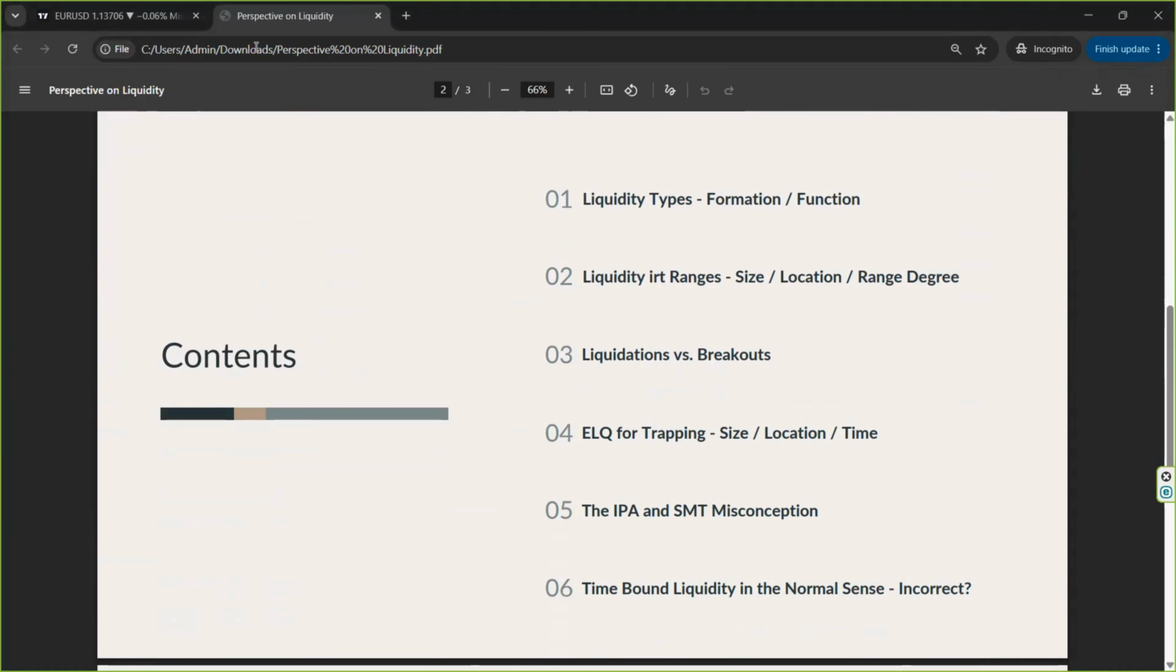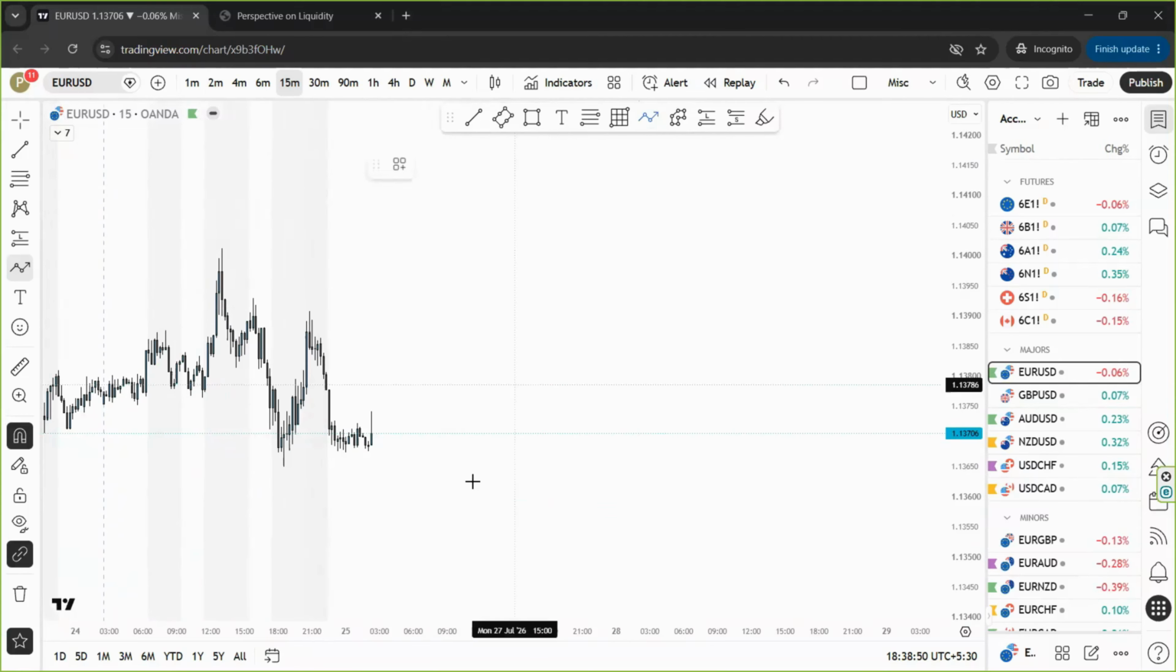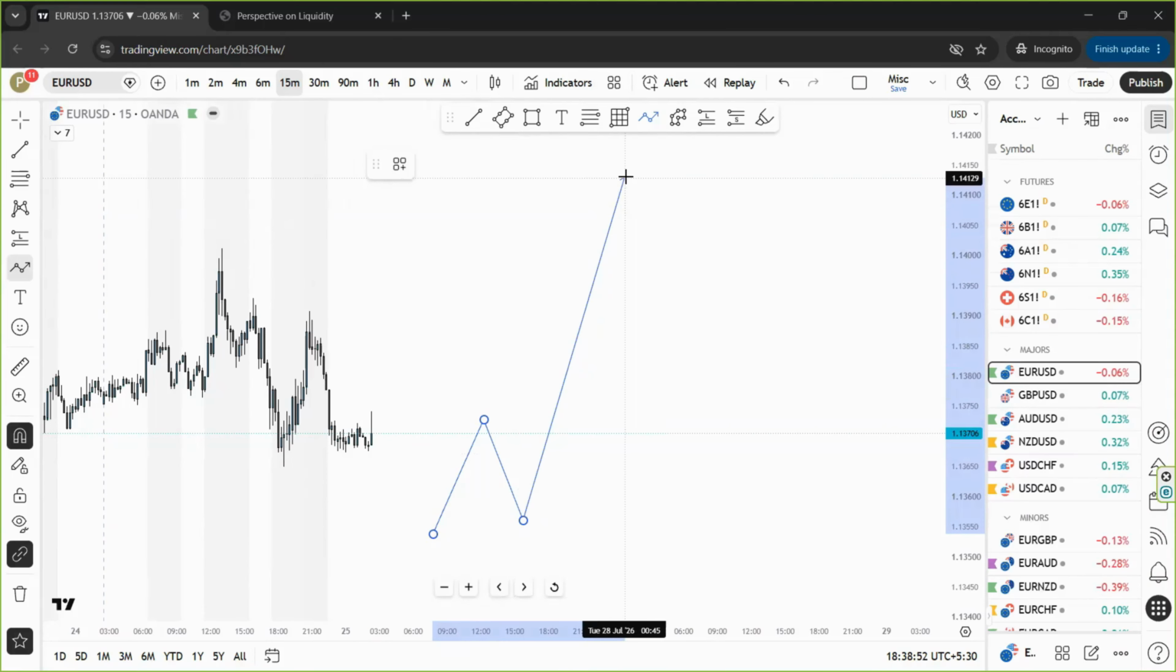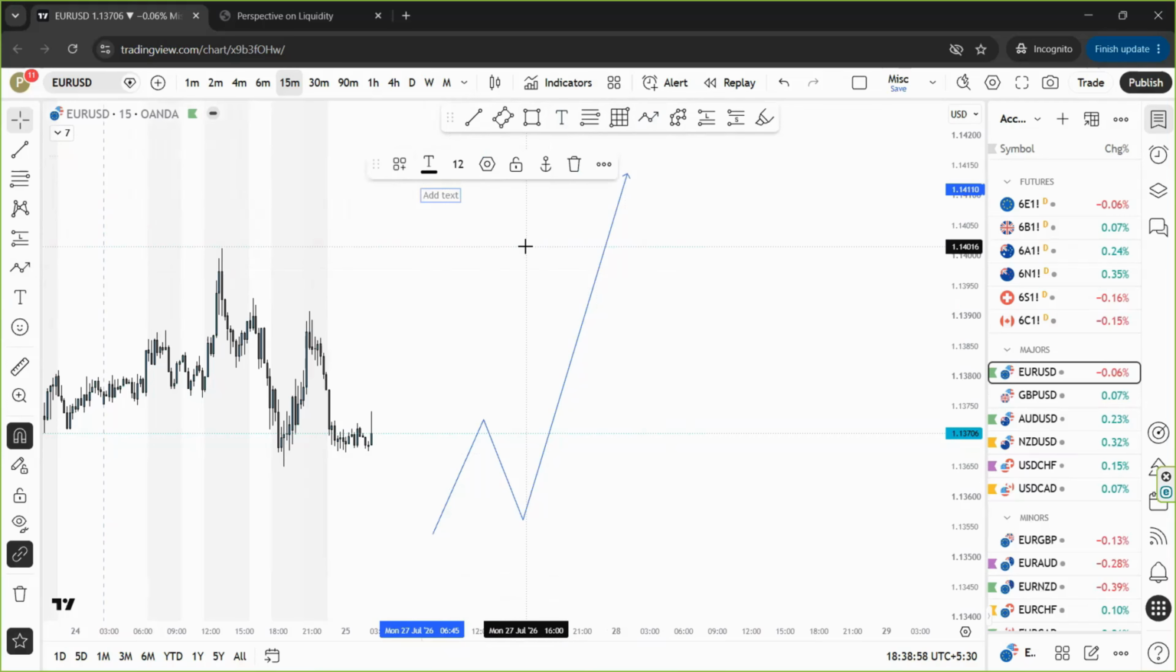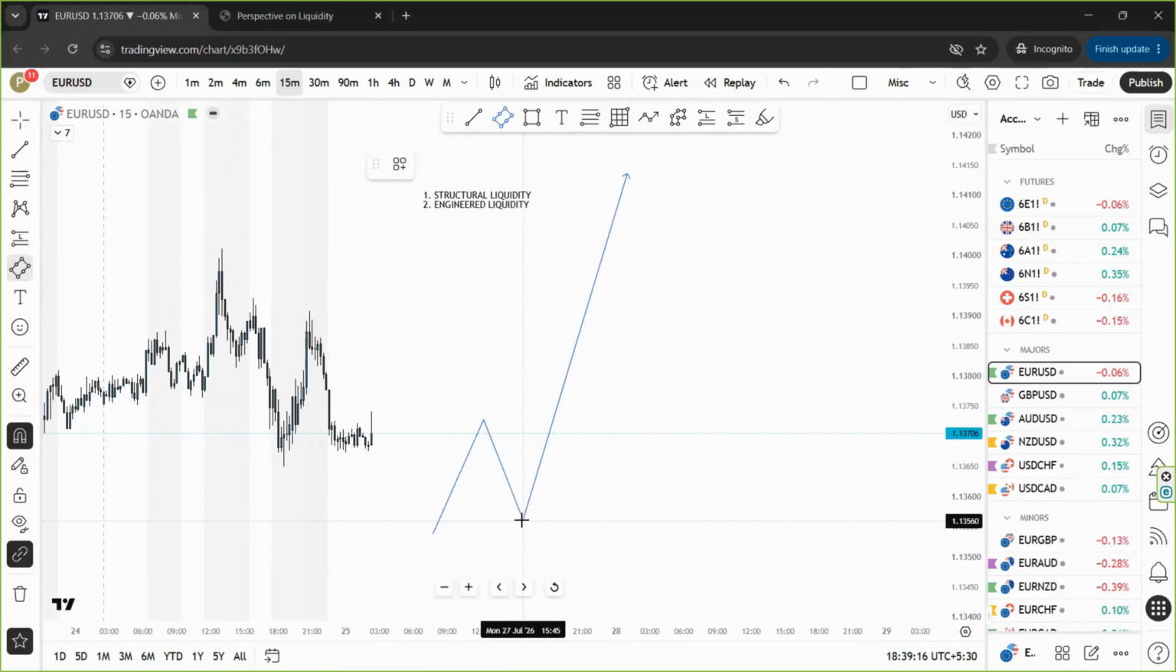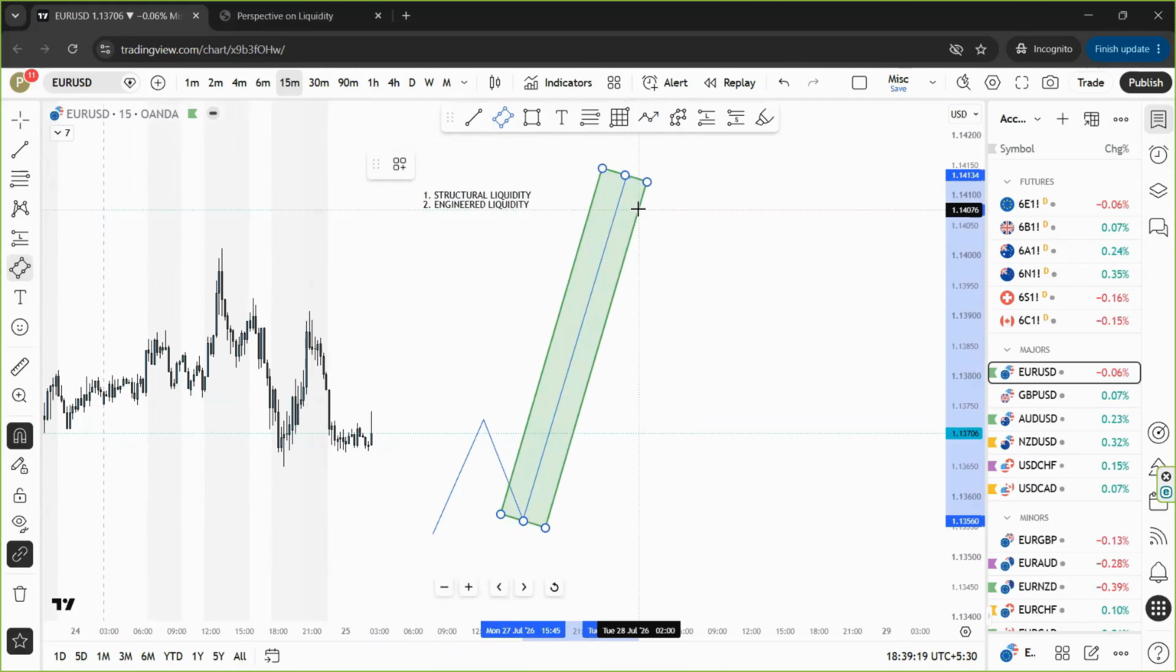When we consider formation, here specifically, we need to identify where a specific liquidity is formed. So when we consider formation, we'd actually be talking about two types of liquidity, which is structural liquidity and engineered liquidity. So when we talk about structural liquidity, this is basically the type of liquidity which is formed within the impulse leg of price. So anything that is formed within the impulse is called structural liquidity.